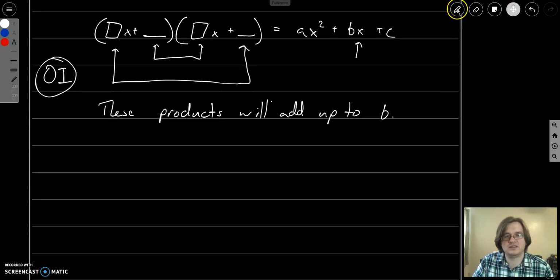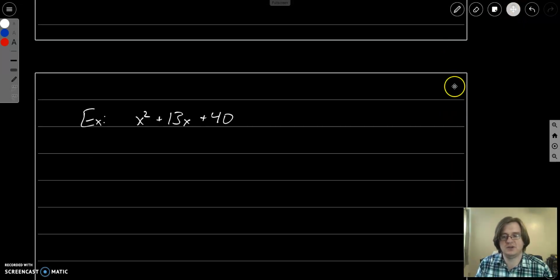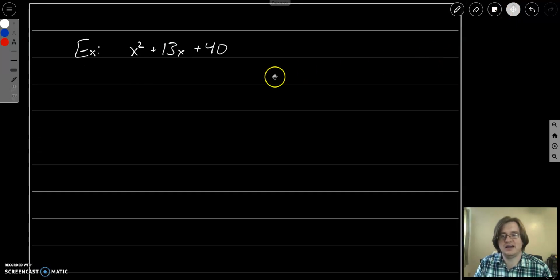The outer and inner ones, when you multiply the 2 outer terms and then the 2 inner terms, we'll be left with terms that have an x in them, and when we add them up, we should get b. So I think the best way to do this is to look at an example. So let's look at x squared plus 13x plus 40.